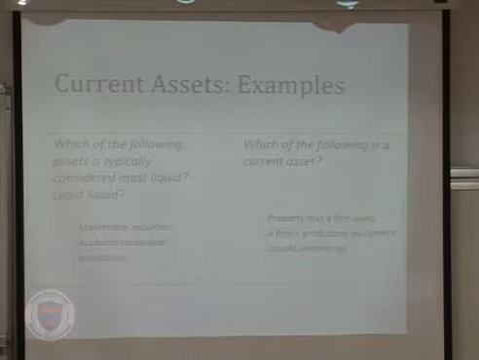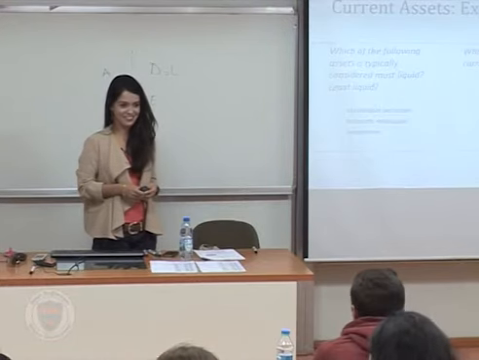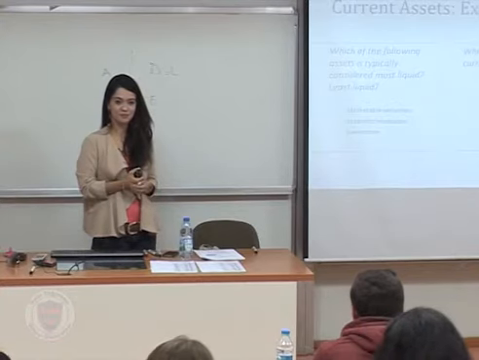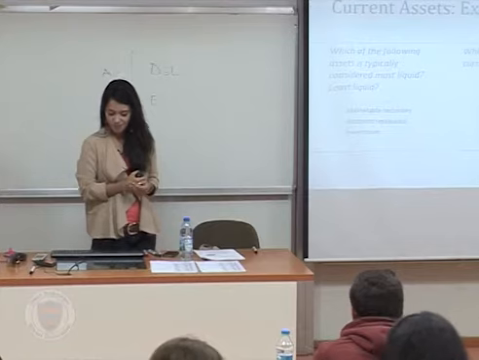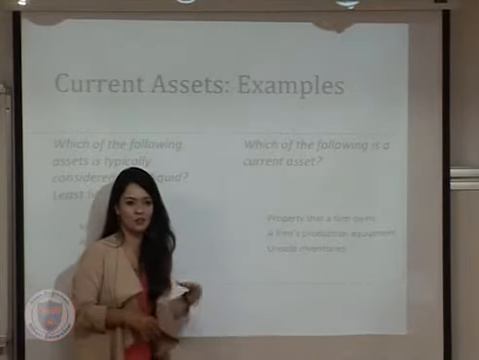Which of the following is a current asset? Property that a firm owns, a firm's production equipment, unsold inventories. Is it unsold inventories? Yeah. Okay, property that a firm owns, is it an asset? Yes. Firm's production equipment, it's an asset. But these are in the plant, property, and equipment part, so these are long-term assets.